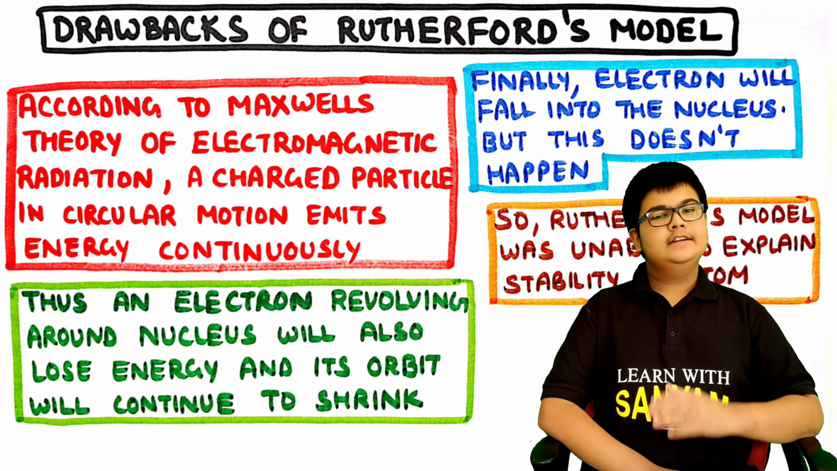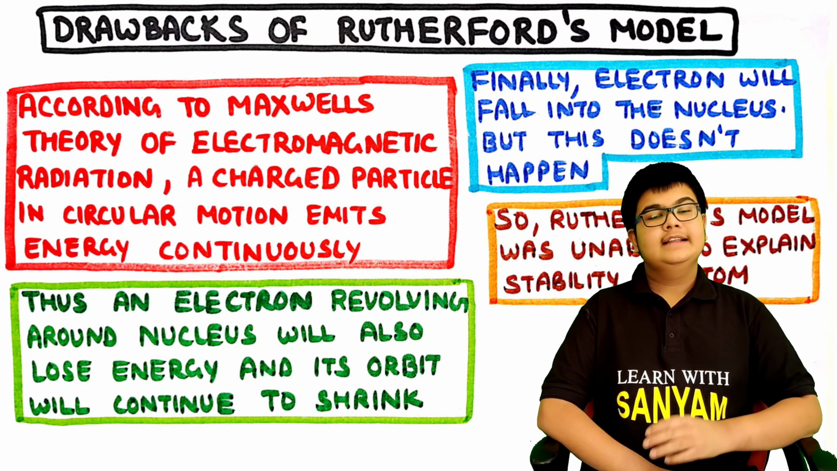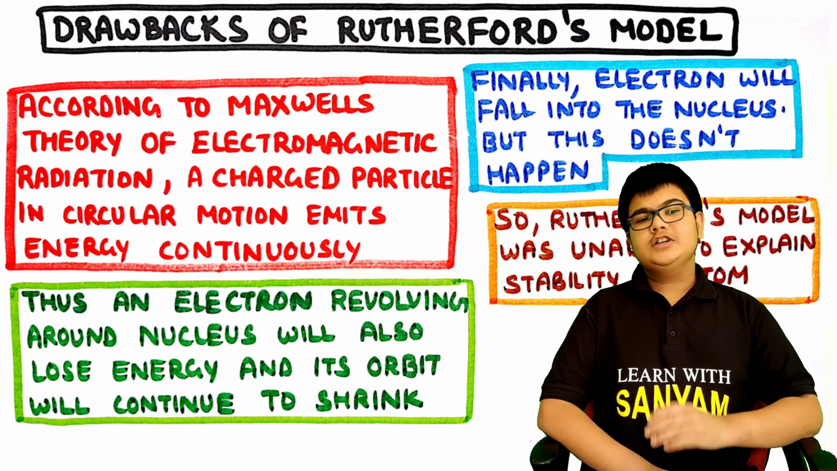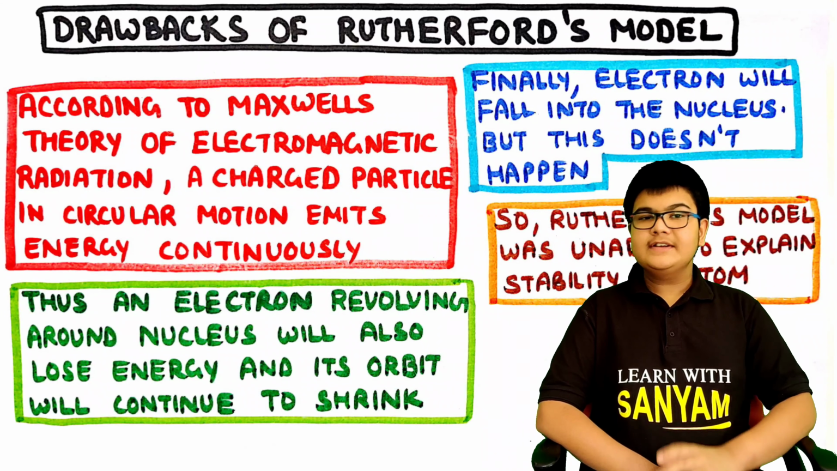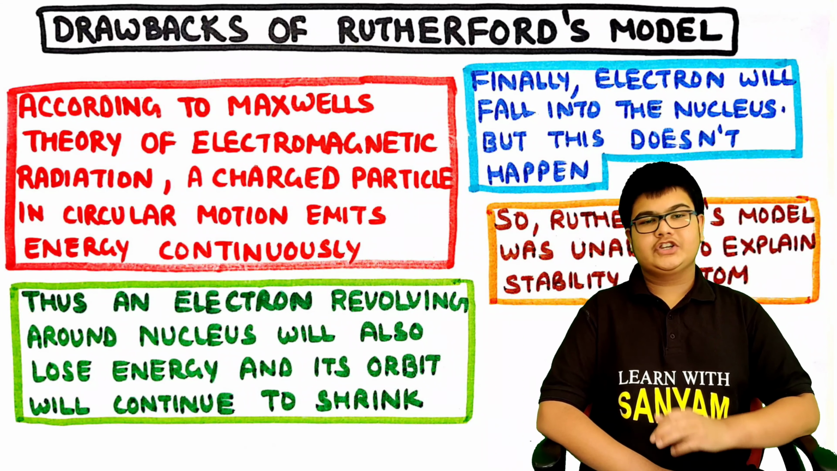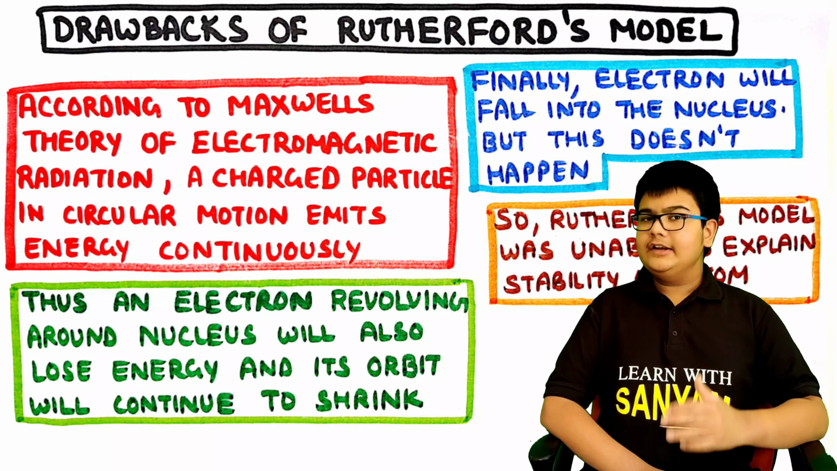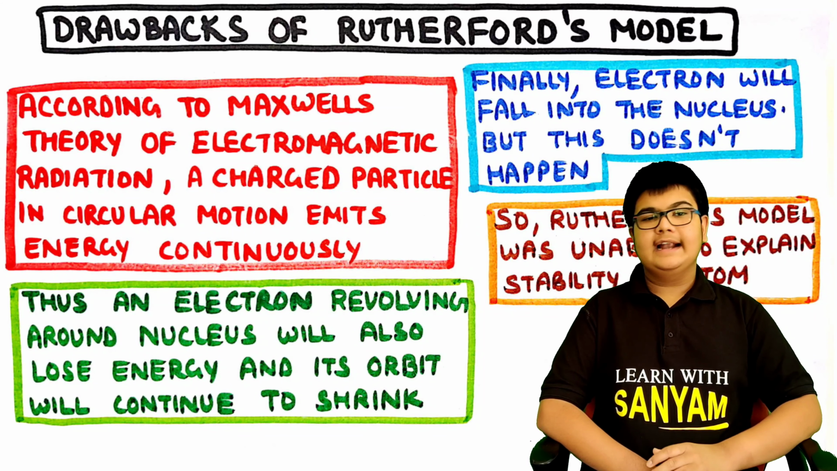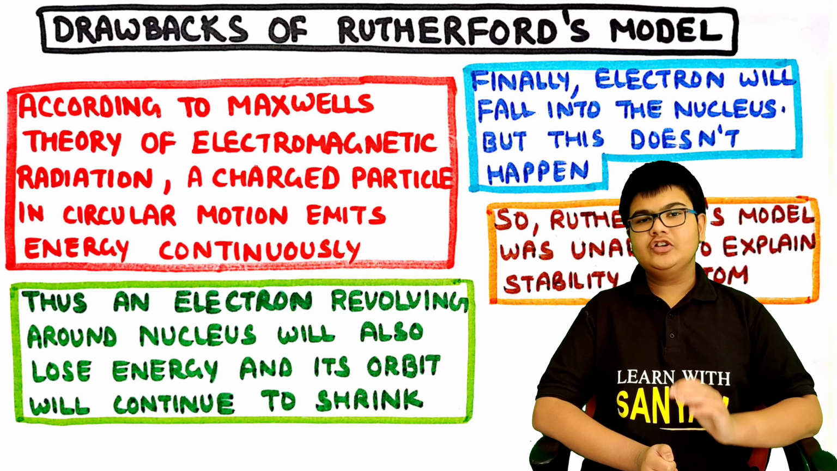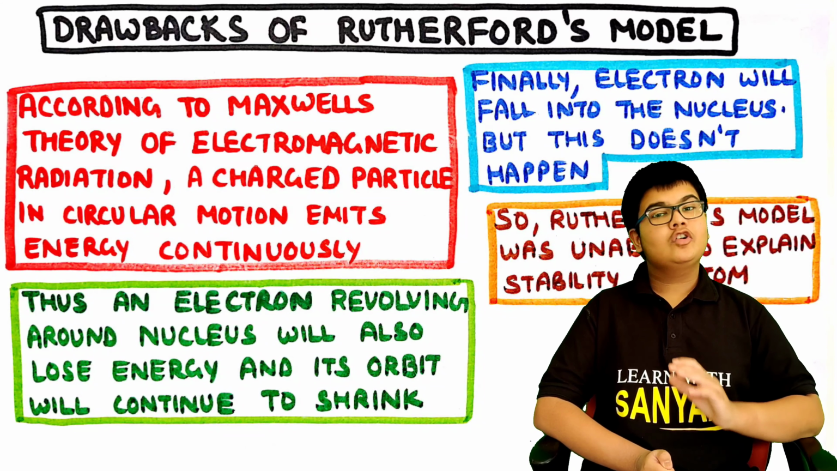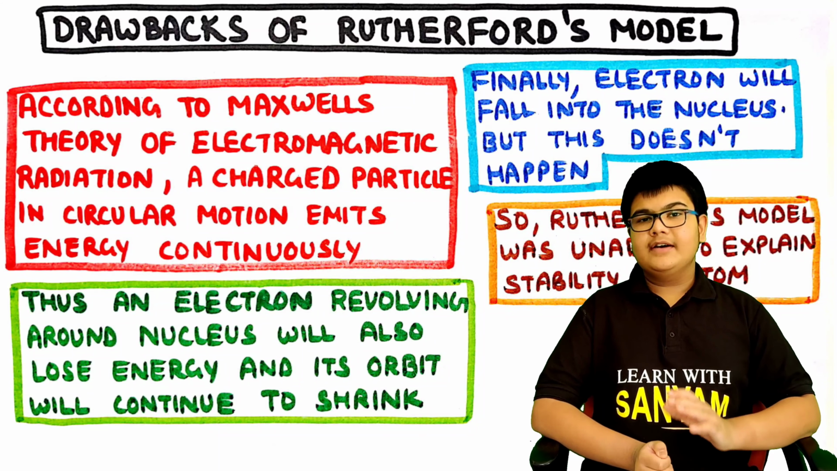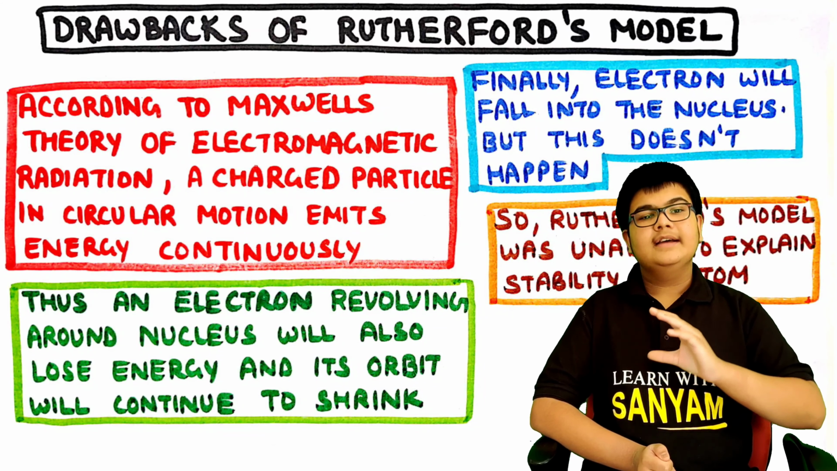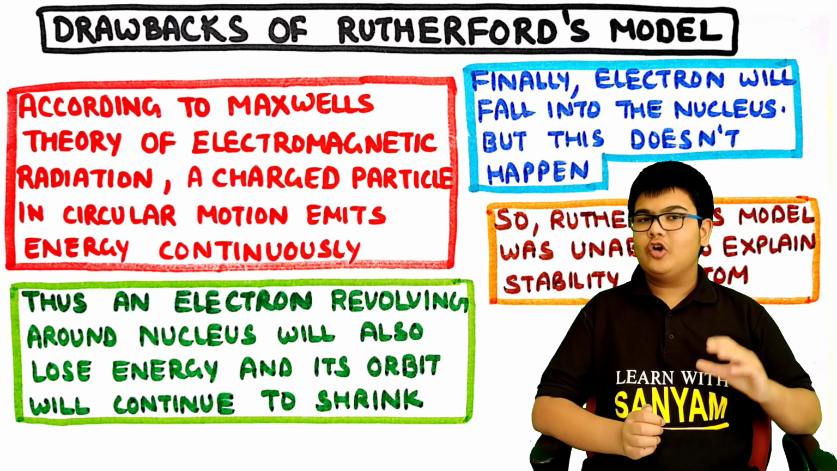Now let's see the drawbacks of Rutherford's model, that is, why this model failed. So this model was not able to explain Maxwell's theory of electromagnetic radiation. According to Maxwell's theory of electromagnetic radiation, a charged particle in circular motion emits energy continuously. So whenever a charged particle is moving in a circular orbit, it will keep on emitting energy continuously.